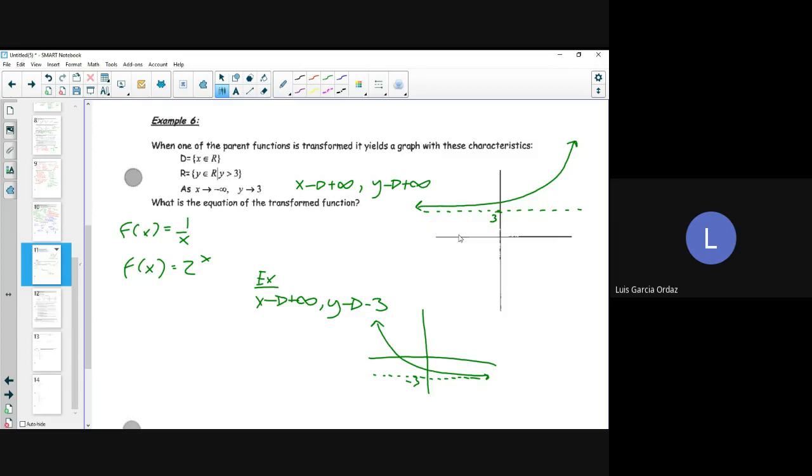And Joseph described the other half, where x approaches the positive x's, the y keeps going to positive infinity. So if it described only one half of the graph, that graph would still work. Oh, it would work. So the equation of our transformed function would be f of x is equal to 2^x. And because it moved up 3 units, what would we be adding or subtracting at the end of that equation? Plus 3.